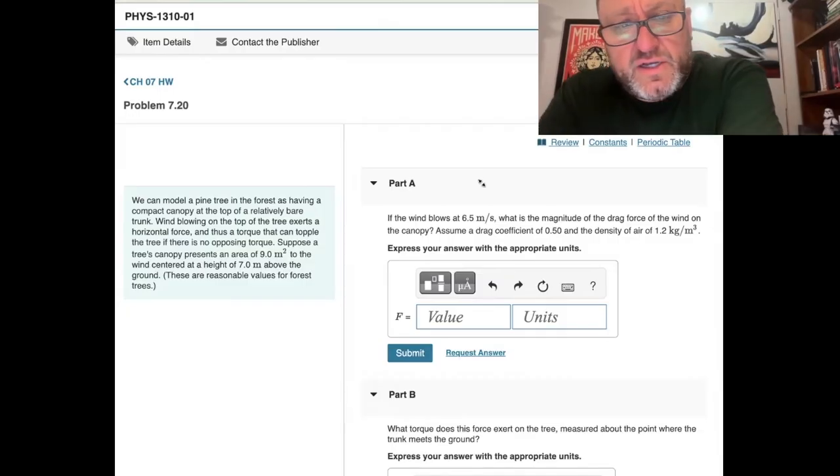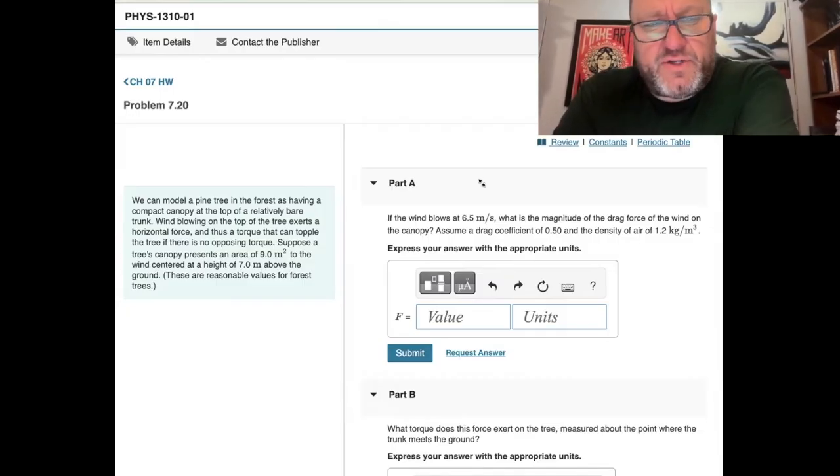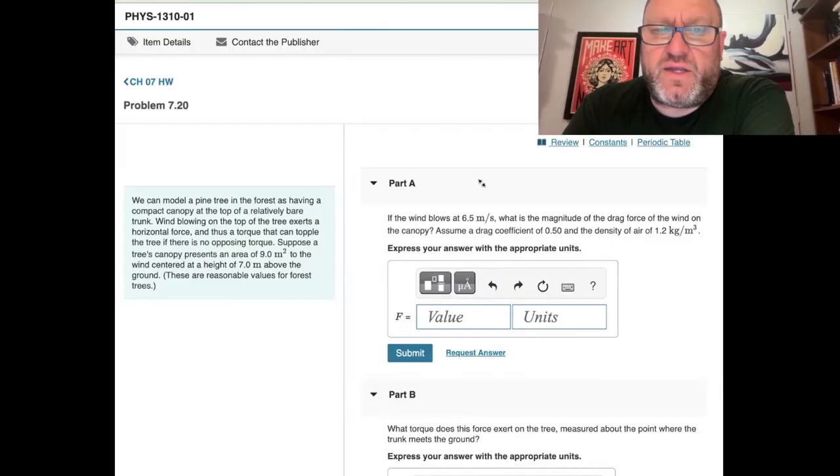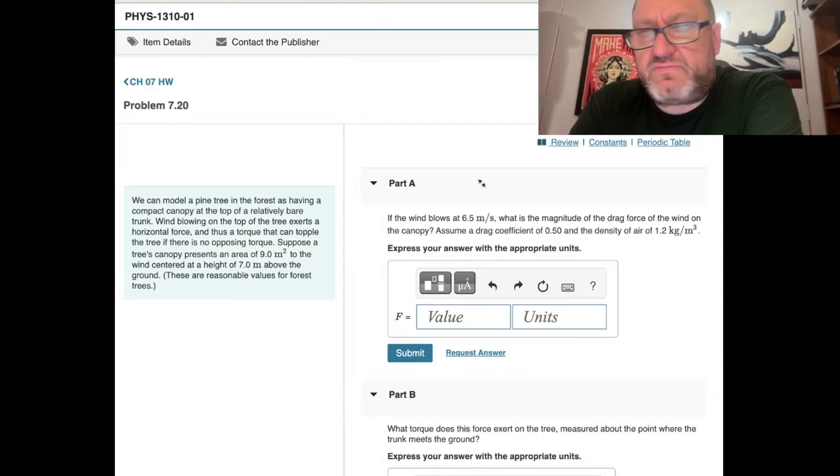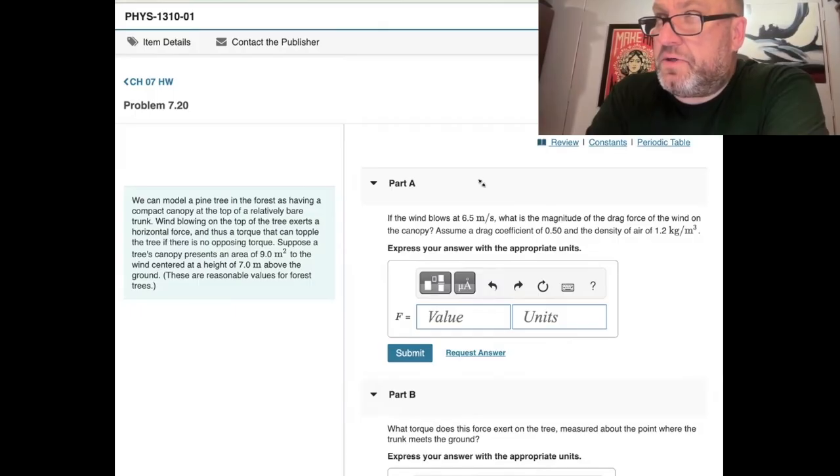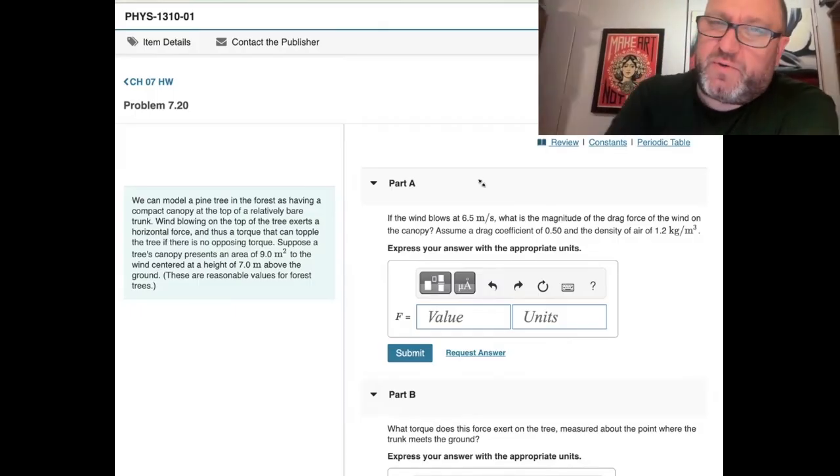Yeah, it sounds pretty reasonable. Pine trees are over 7 meters tall. Now, is that really true? Imagining a tree. Okay, suppose a tree's canopy presents an area of 9 meters squared. Okay, so it's about 27 square feet to the wind, centered at a height of 7 meters. Okay, so 7 meters, that's about 21 feet tall.